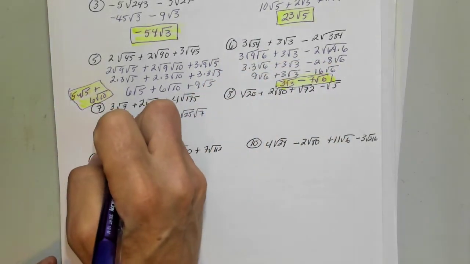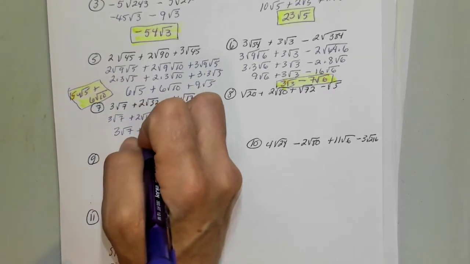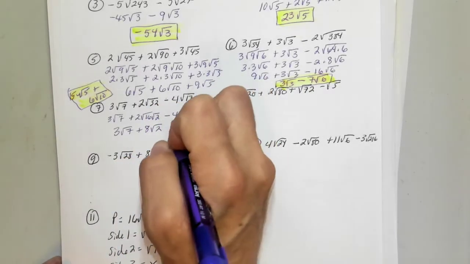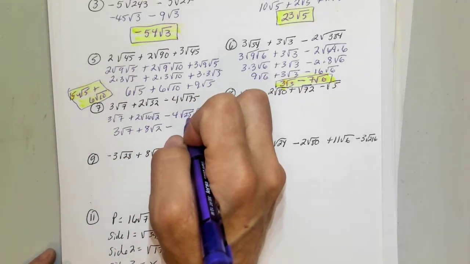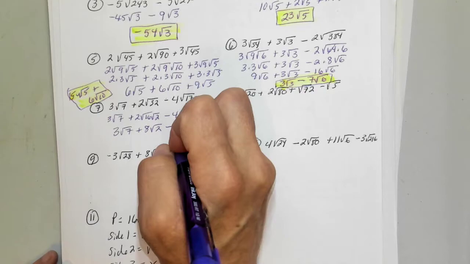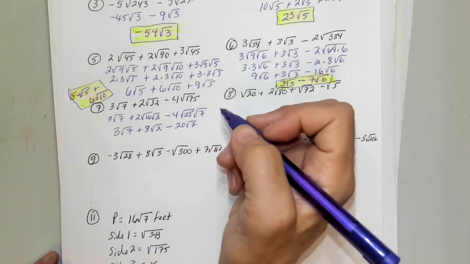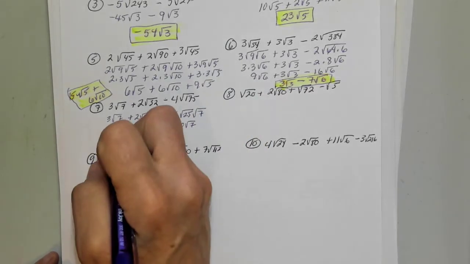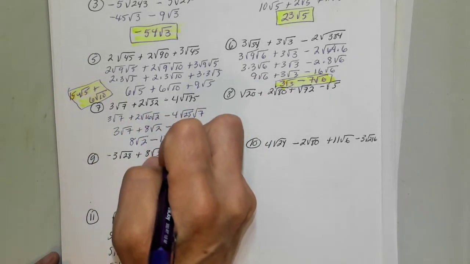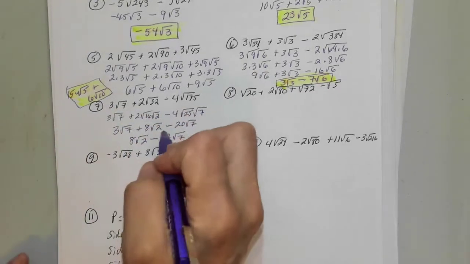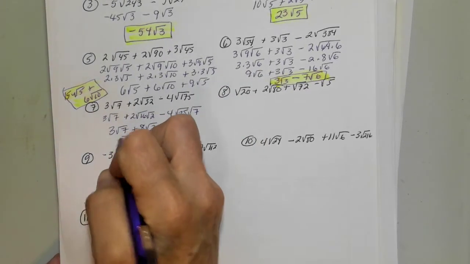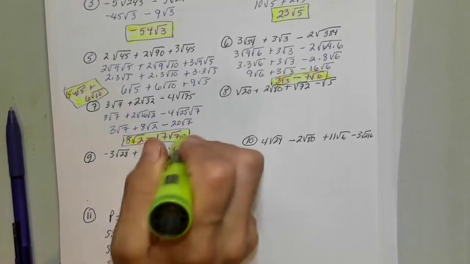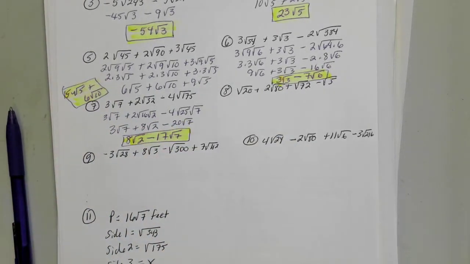All right, so 3 root 7 plus 2 times the 4 that comes out of the root 16 would be 8 root 2 minus 4 times 5 that comes out of the root 25 would be 20 root 7. So 8 root 2 and a minus 20 plus 3 would be minus 17 root 7. And that should be your answer for number 7. 8 root 2 minus 17 root 7.